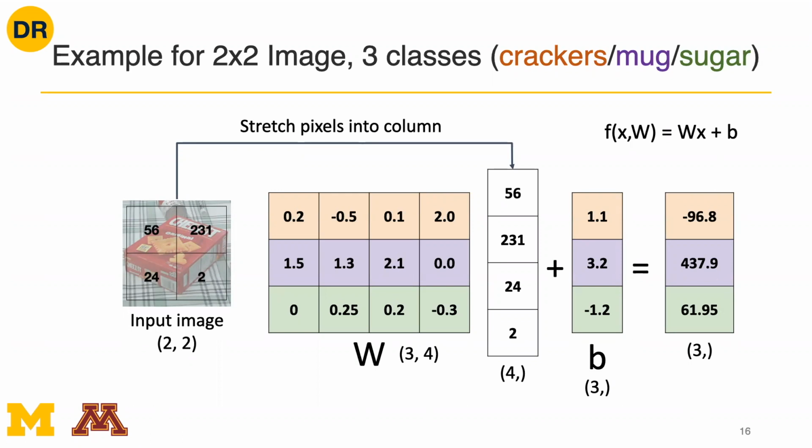We are talking about only 3 classes here in this example, like crackers, mug, and sugar. So that's why you have 3 cross 4 as the dimension of W. These 3 labels are crackers, and so on. Now you can imagine if it is for the props data set, and assuming your input image is 2 cross 2, you will be looking at 10 cross 4, right? That's one way to think about the dimensions.